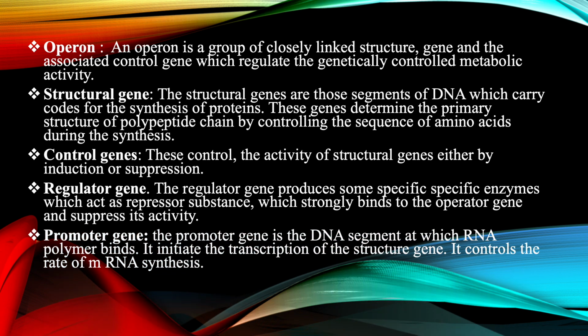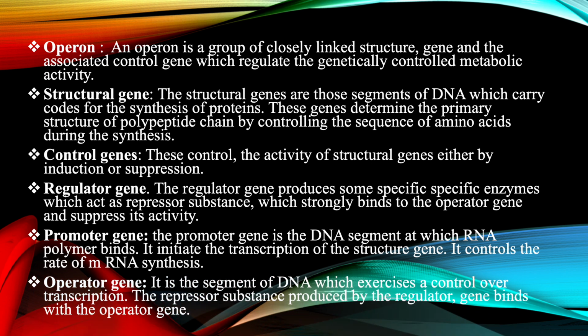Promoter gene is the DNA segment at which RNA polymerase binds. It initiates the transcription of the structural gene. It controls the rate of mRNA synthesis. Operator gene. It is a segment of DNA which exercises a control over transcription. The repressor substance produced by the regulator gene binds with the operator gene.